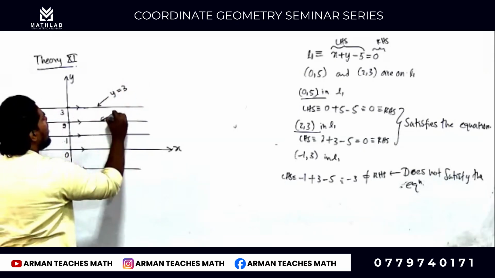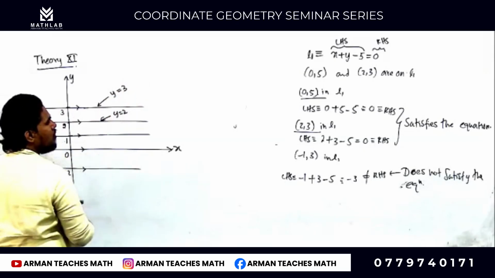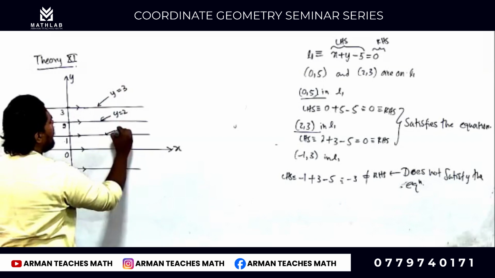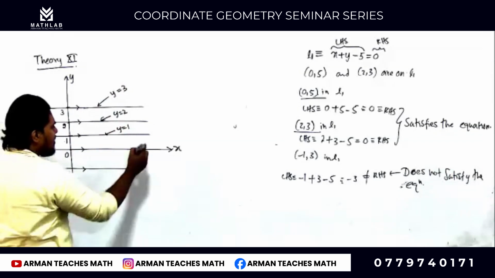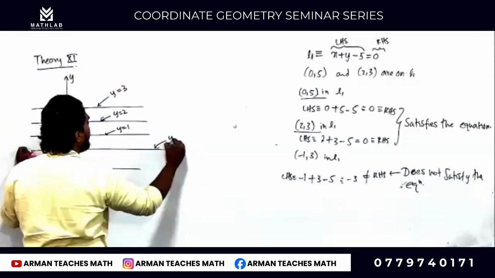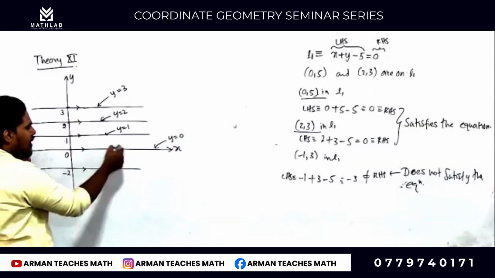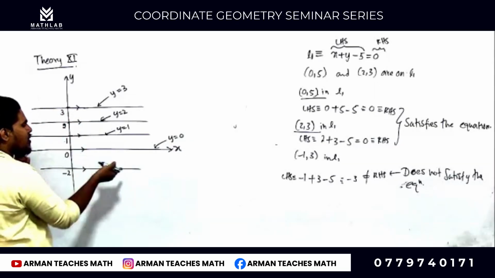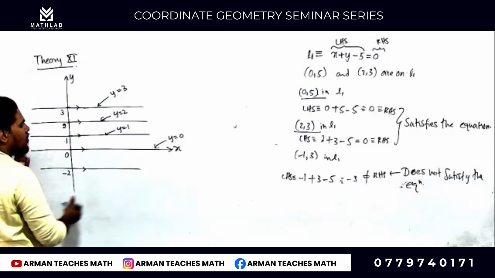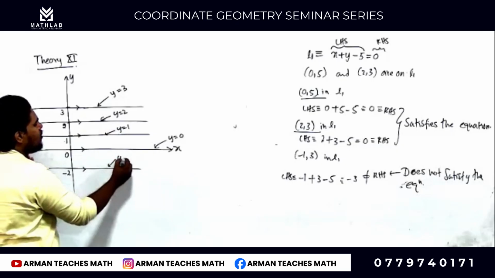This one's equation is y equals 2. This one's equation is y equals 1. The x-axis means y equals 0: the y coordinate is 0, select any point and see. It has an x coordinate, and the y coordinate is 0. This one is y equals minus 2.